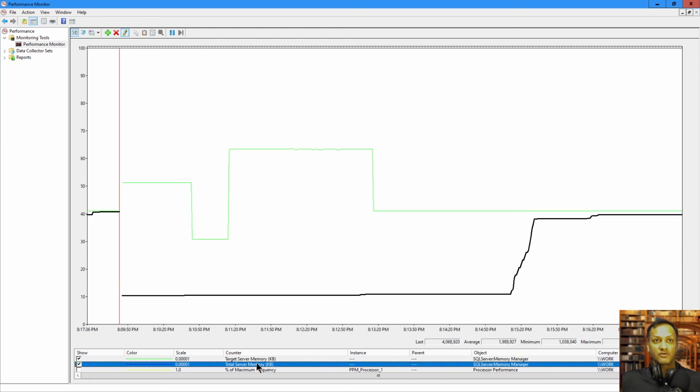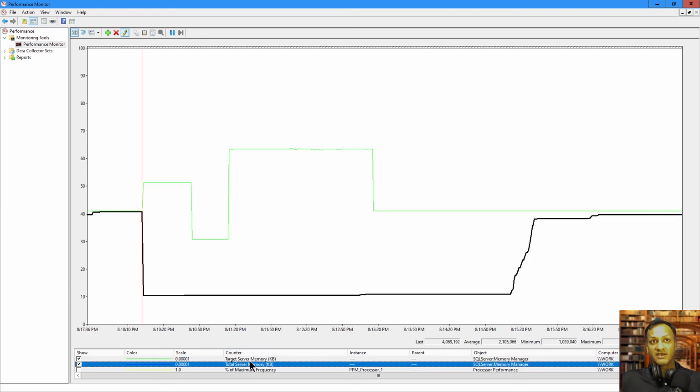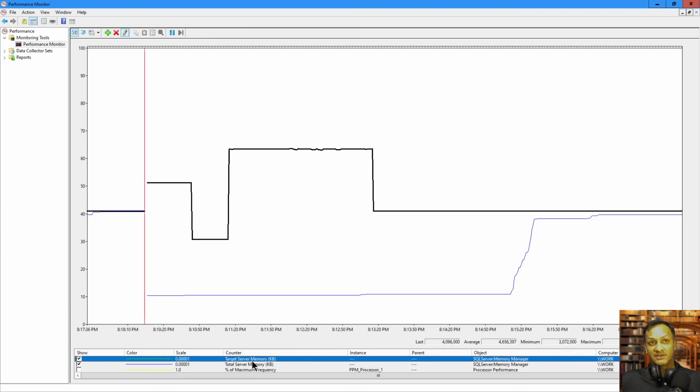They're very closely aligned because the total server memory is saying that I, SQL Server, would like to have about 4 gigabytes of RAM, and the target server memory says that, yeah, well, I have 4 gigabytes and I'm not allowed to let you use more than 4 gigabytes, so you can have access to all the 4 gigabytes that I have here, just not allowed to exceed that. So that's a good thing.